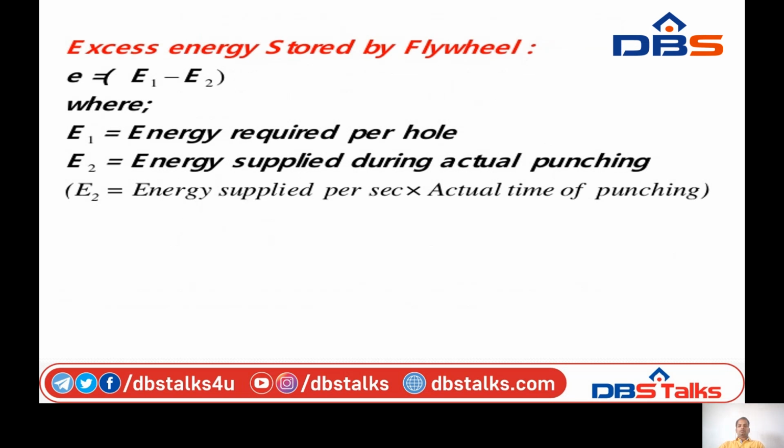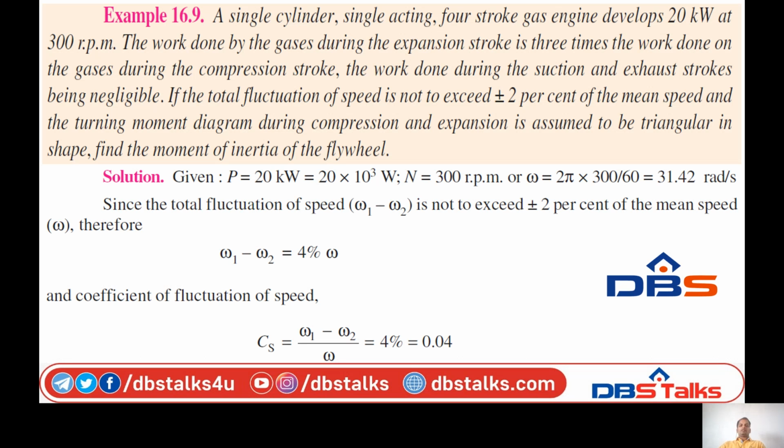So the excess energy is to be stored by the flywheel. E is equal to E1 minus E2, that is the maximum fluctuation of energy, that is the energy difference. Where E1 is the energy required per hole, E2 is the energy supplied during the actual punch. So E2 is the energy supplied per second into the actual time of the punch. Based on that, we are taking the problems also here.